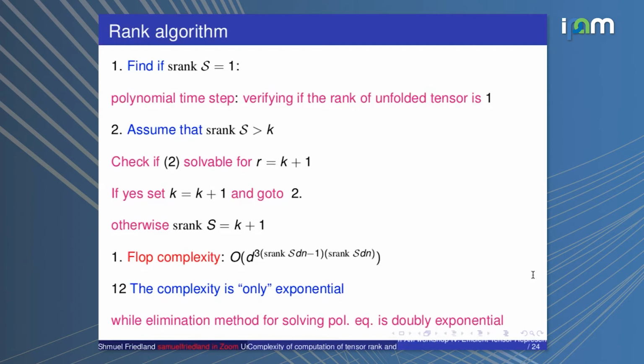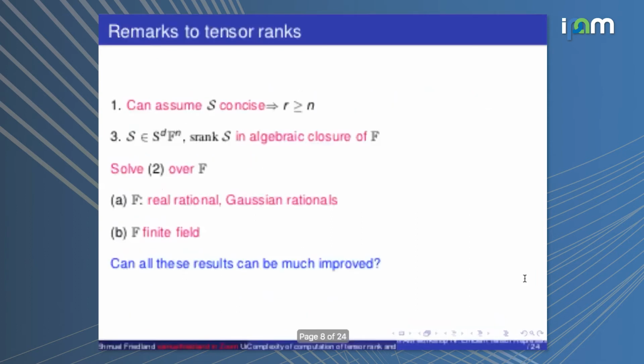Well, you will say, hey, this is terrible, but it's only exponential, because if you do, let's say, the classical elimination method for solving polynomial equations, it is doubly exponential. So it's not as bad as it looks. Okay, David, please, next slide.